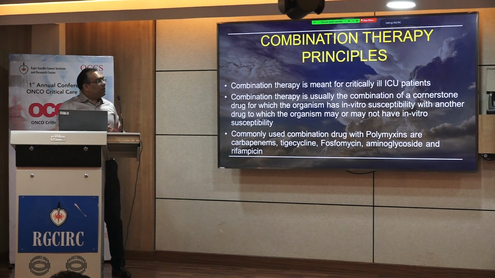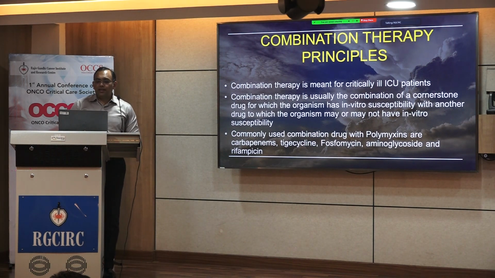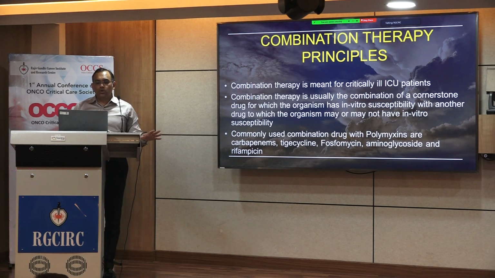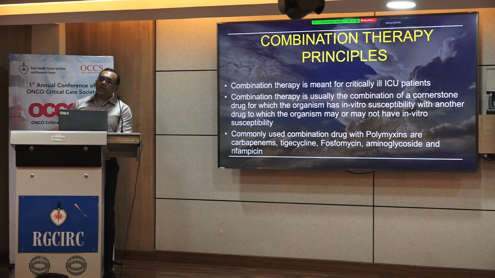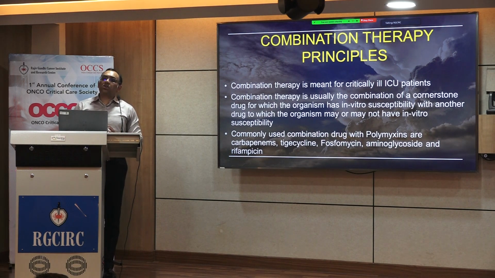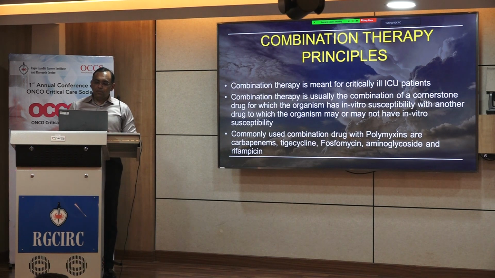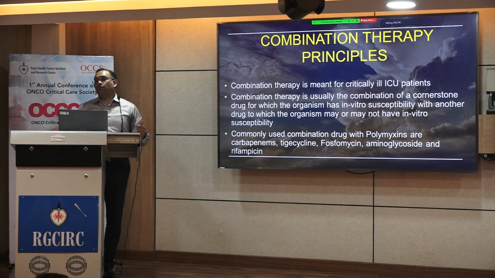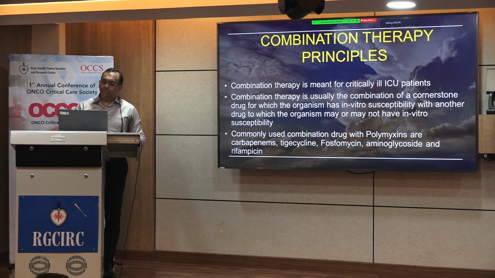Combination therapy is actually meant for very critically ill patients, and it is usually on the premise that you give a cornerstone drug for which the organism has shown in vitro susceptibility. You combine it with any other drug for which the organism may or may not show in vitro susceptibility. Commonly used drugs with polymyxin are carbapenem, tigecycline, fosfomycin, renal-safe aminoglycosides, and rifampicin.